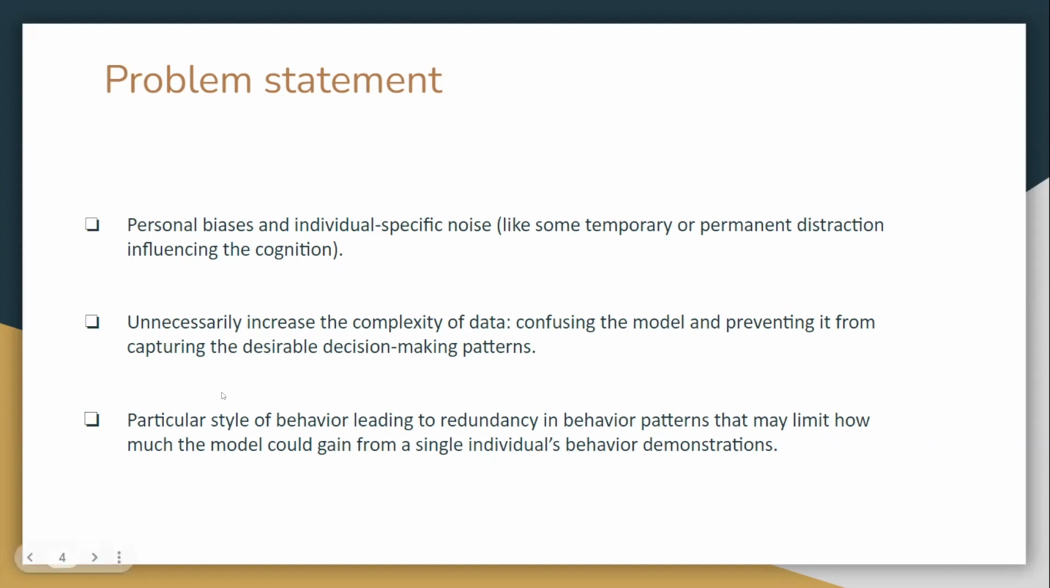Moreover, as each person has some individual, signature style of doing any task, there may be some behavior patterns that are present in a large amount in a person's behavior, whereas some things might be totally missing. So the model is limited to what it can learn from a single person's behavior.